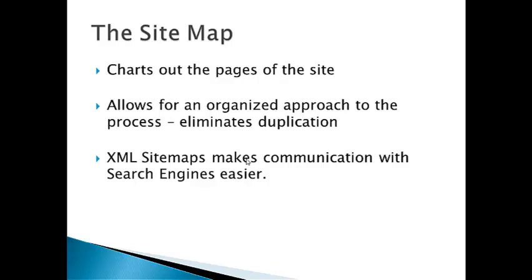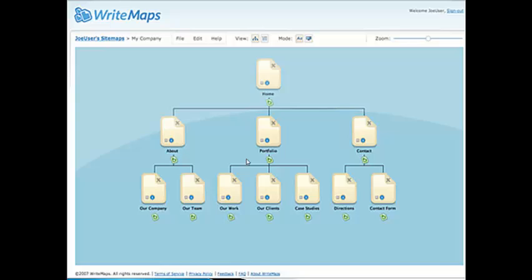There's things called XML sitemaps, which will help you communicate with your search engines. And so let's look at what a sitemap is going to look like. Your top piece here is the home page. About, portfolio, and contact are going to be your main tabs. And then what falls under the hierarchy in those pages, that's what falls under when you click on the About button. This is what's going to come up.